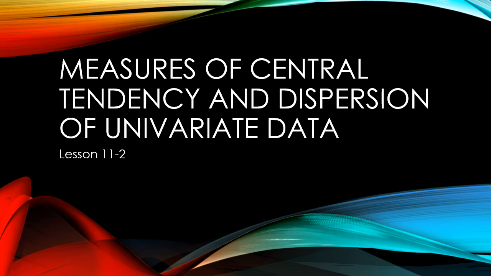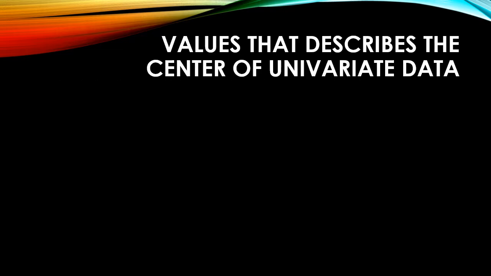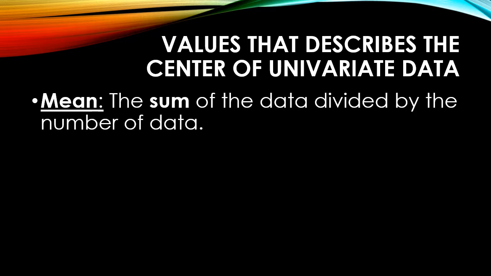Hi guys, in this video we're going to talk about measures of central tendency and dispersion of univariate data. Let's start by talking about the values that describe the center of univariate data. The first one is the mean, and the mean is the sum of the data divided by the number of data.